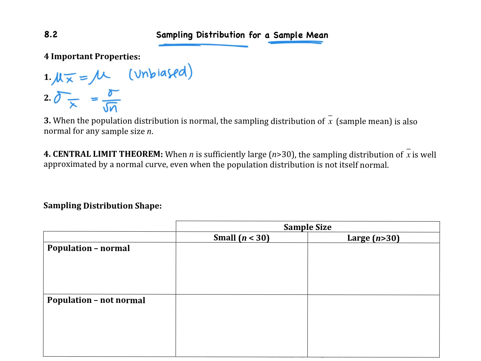And then the one that is really, really important: the central limit theorem. The central limit theorem says, if our sample size is large, which is considered above 30, the sampling distribution of X bar is approximately normal, regardless of what the population looks like. The central limit theorem is the basis of what we do second semester. It's a very, very powerful theorem.